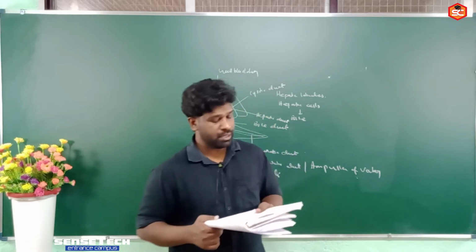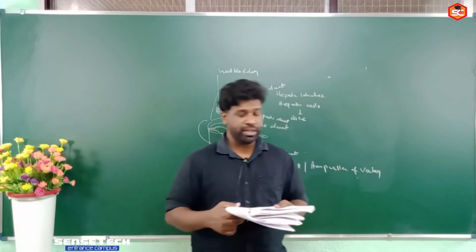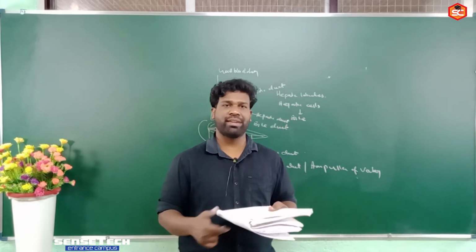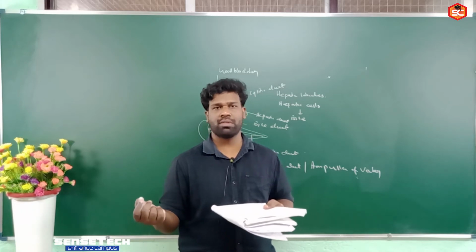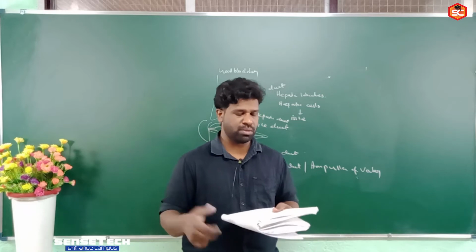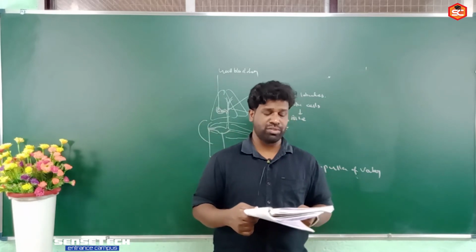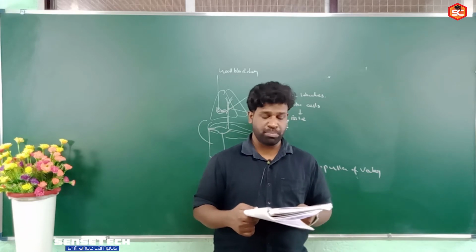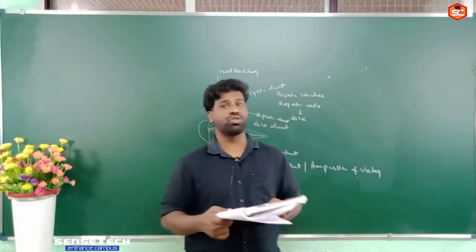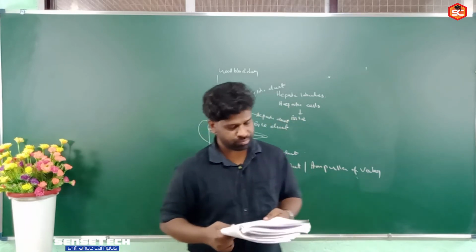Then the ileocecal sphincter, that means the opening between ileum and cecum, between the small intestine and large intestine. The small intestine ends in the ileum and the beginning of the large intestine is the cecum. Then the pyloric sphincter lies between the duodenum and posterior stomach. So which one is the answer? The answer will be the third option.